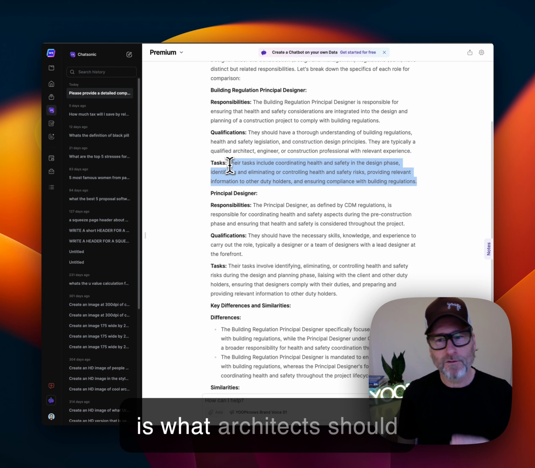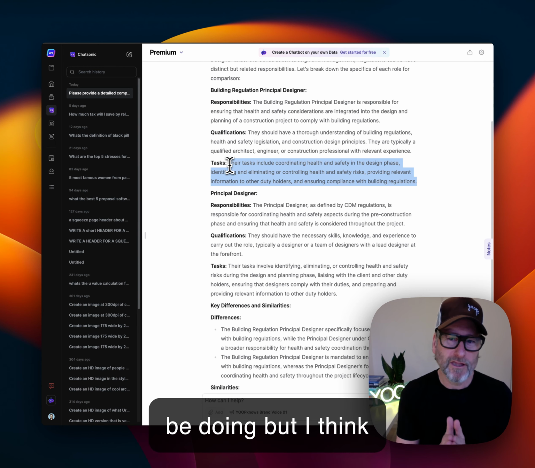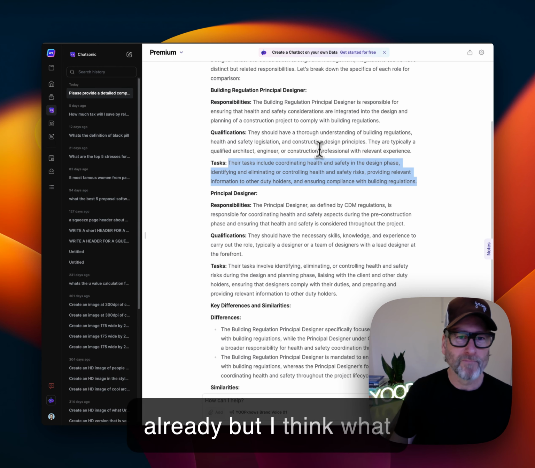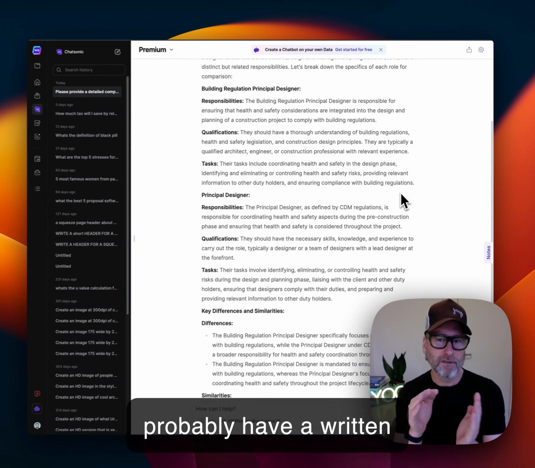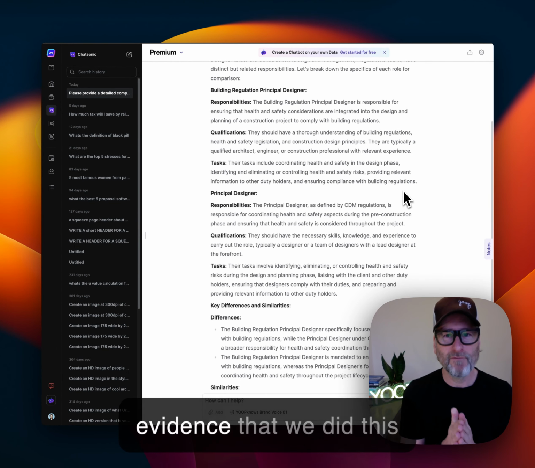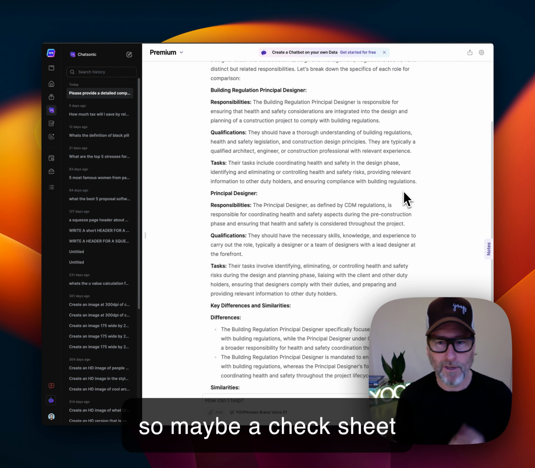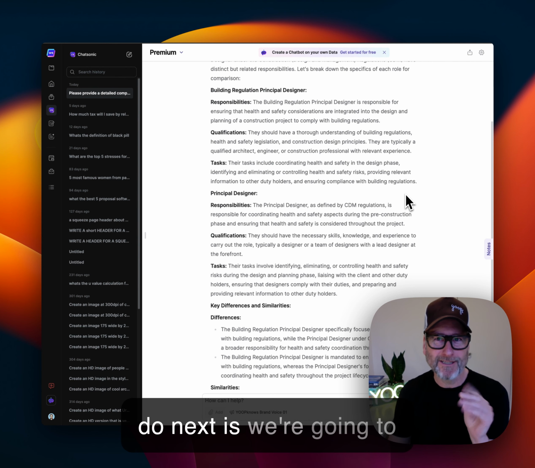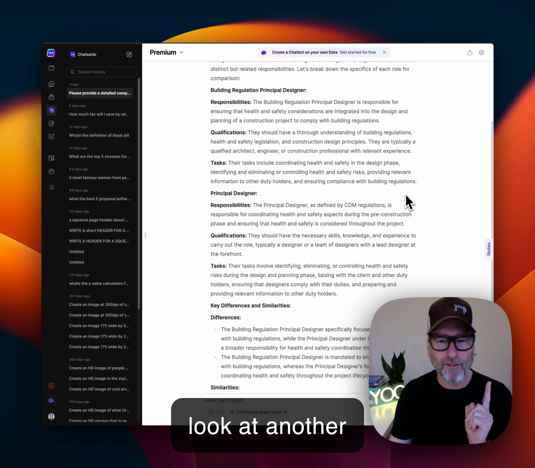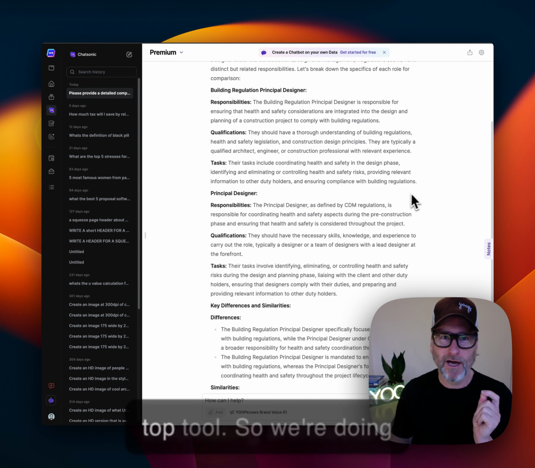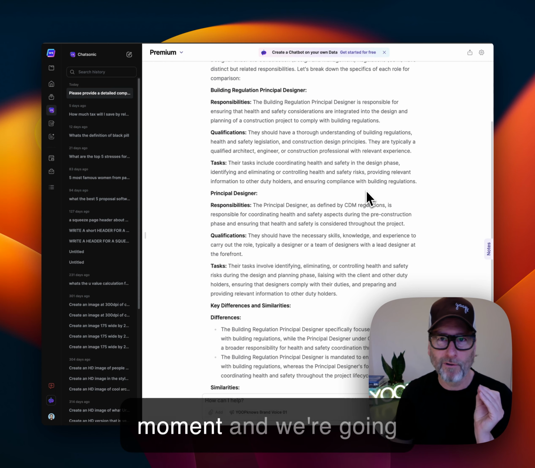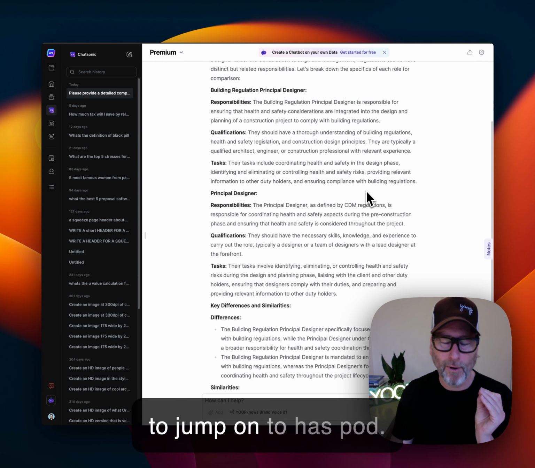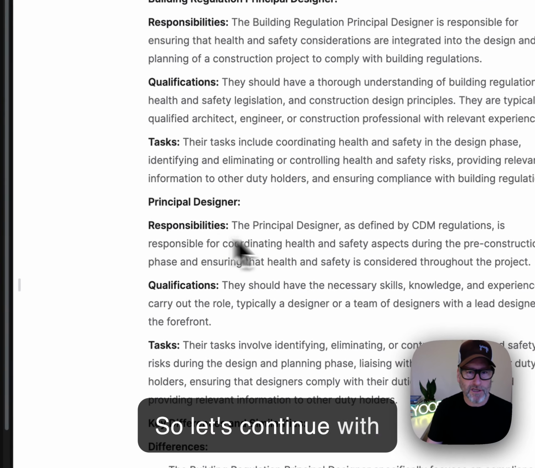So this is what architects should be doing, and I think architects are doing this already, but I think what we need to do is probably have something written, some way to evidence that we did this. So maybe a check sheet. But what we're going to do next is look at another architecture automating tool. So we're doing WriteSonic at the moment, and we're going to jump on to HasPod. So let's continue with this.